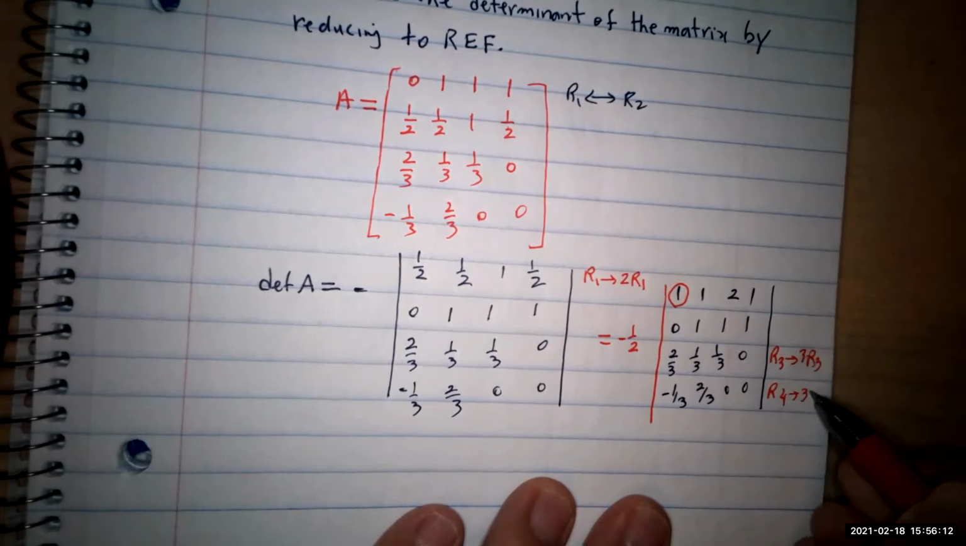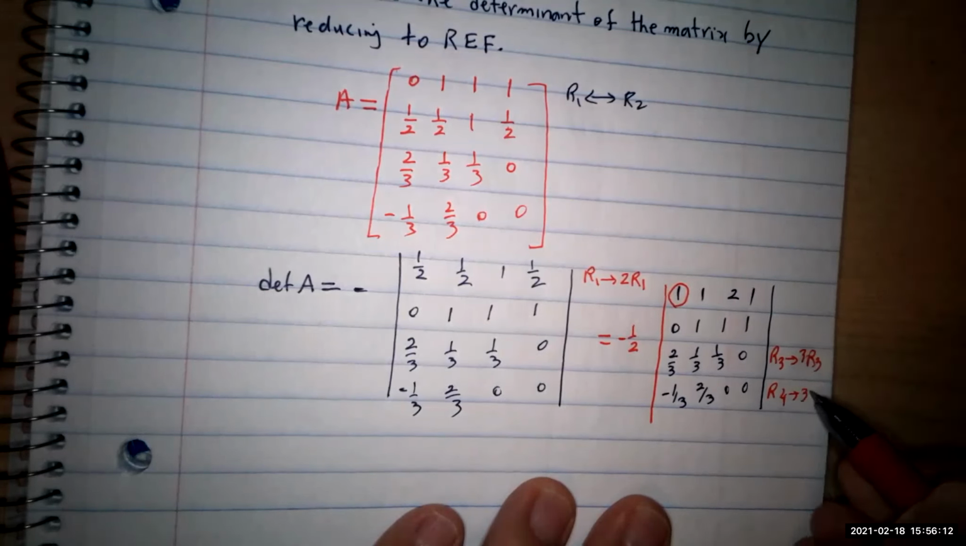Now you get your new matrix, which would be free of fractions. It's going to be 1, 1, 2, 1, and 0, 1, 1, 1. Then we have 2, 1, 1, 0, and this is going to be negative 1, 2, 0, 0. No fractions, and it would be easier to handle these numbers. So far it's going to be 2 times 3, 6, 6 times 3, 18, and then you can work on these columns.